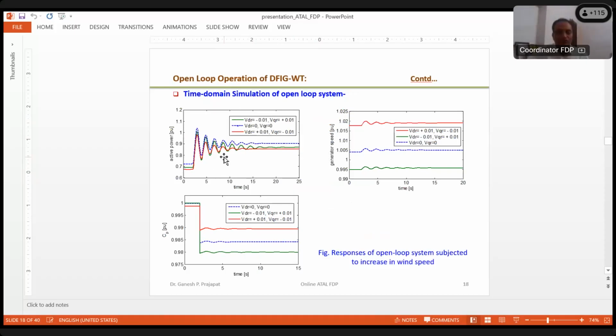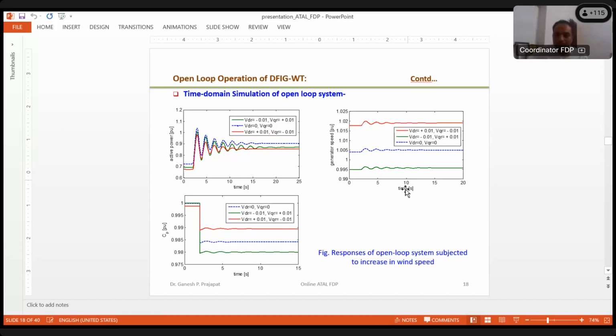Even then there is no change in the wind speed, no change in another parameter, but if you change the rotor voltage only, which we are injecting into the grid and then injecting into the rotor of the generator, that exactly changes the active power output, the turbine power coefficient, as well as the generator speed. So what exactly does this show?